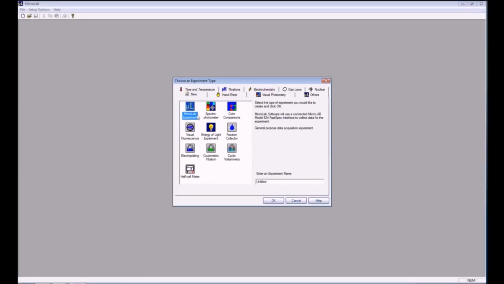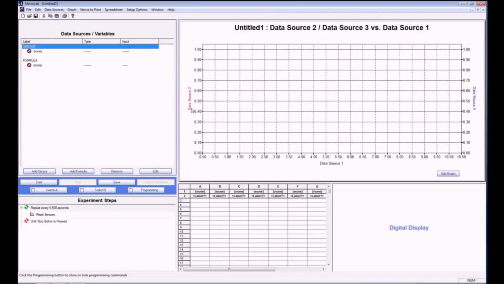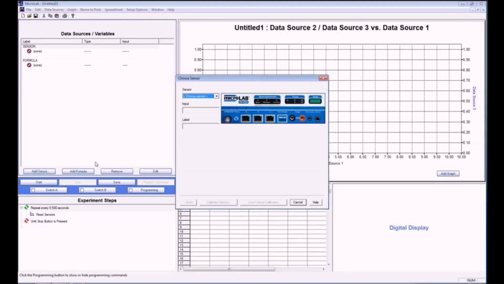Once the microlab software is opened, we need to double-click on Microlab Experiment. This will open a window which will allow us to collect data. In this case, we want to collect data about conductivity. To add the conductivity sensor, we click Add Sensor. Under Sensor Type, we select Conductivity.